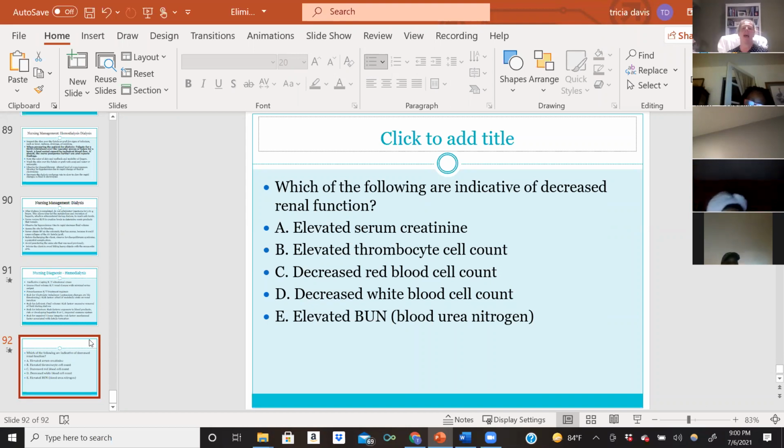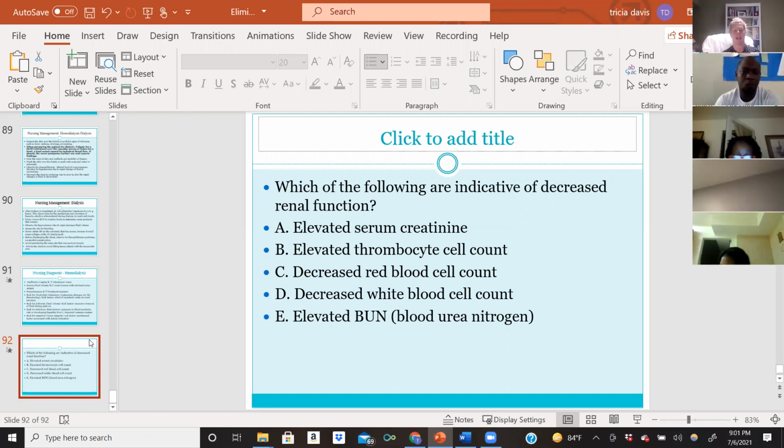Yes, very good. Elevated thrombocyte cell count? No, it would be decreased. Decreased red blood cell count? Yes.